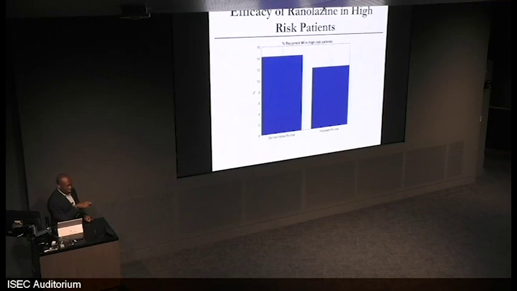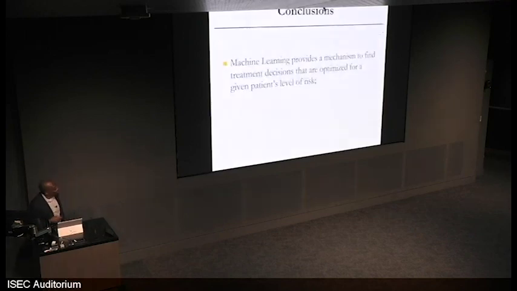And there really are no studies that have looked at high-risk patients, certainly in the way that we've defined high-risk patients, because it's what comes out from this artificial neural network. But there are other studies based on animals looking at ranolazine that have shown some impact with respect to the risk of ventricular arrhythmias, to suggest that it may be lower in those patients. So this is ongoing work, but I think it's the type of study that we're interested in pursuing in the future. So I think the conclusion here is that machine learning provides a powerful mechanism to find treatment decisions that are optimized for a given patient's level of risk, a central question in the care of patients with cardiovascular disease.